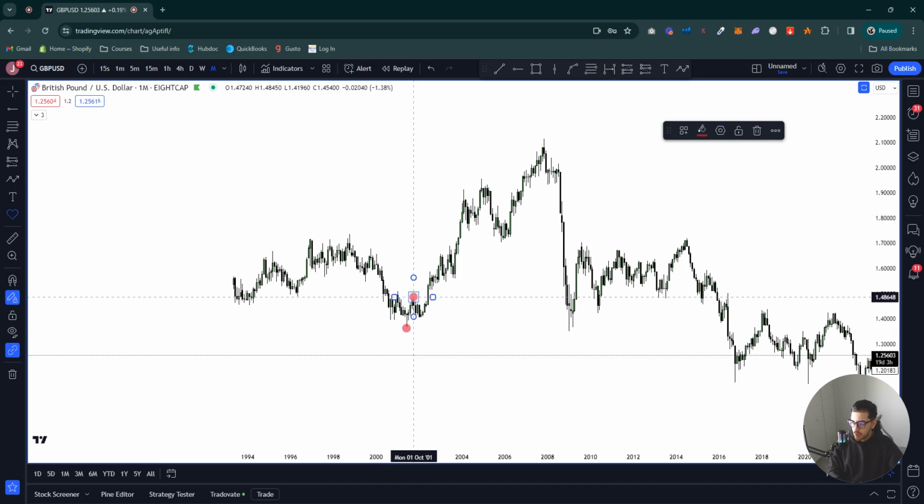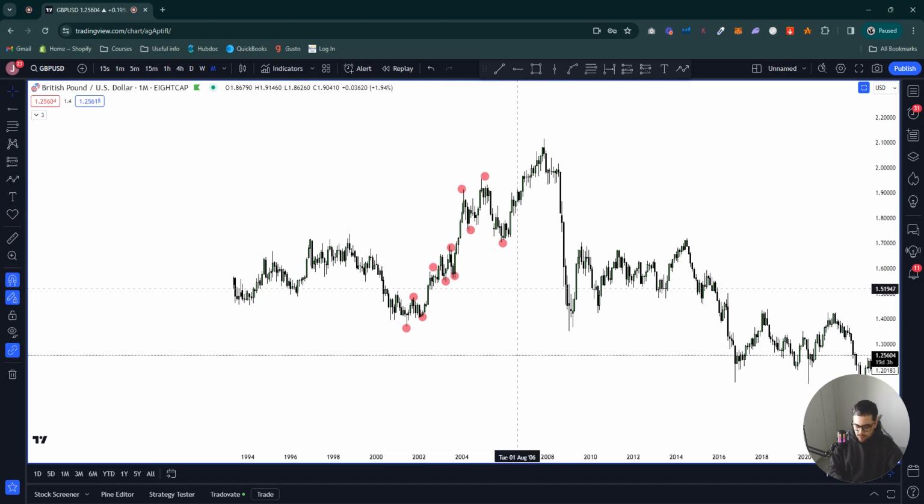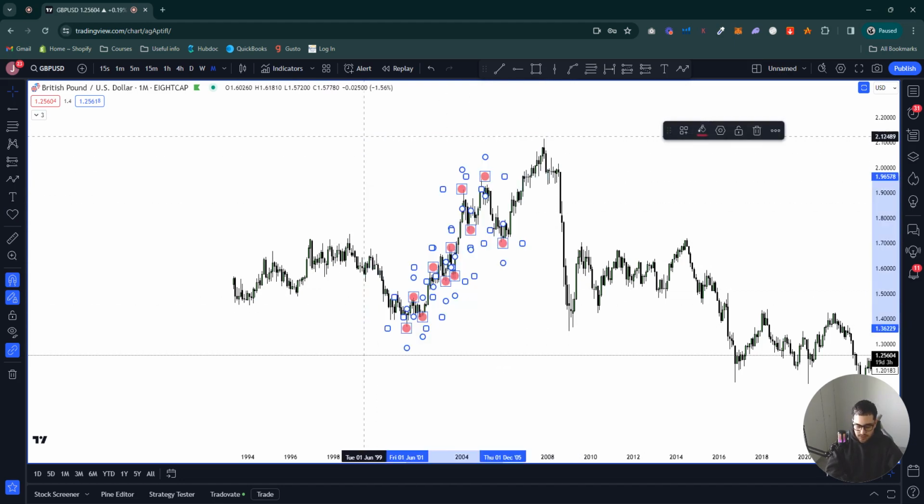Look, boom, low, higher high, lower high, higher high, lower high, or sorry, higher low, higher high, higher low, higher high, higher low, higher high, lower low. So you could be suspect around here. But again, this is the higher time frame. This is the monthly time frame. There's a lot of information that goes into this.